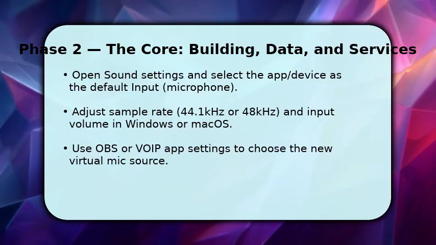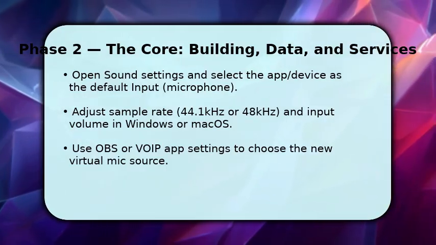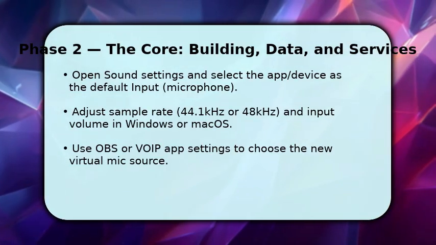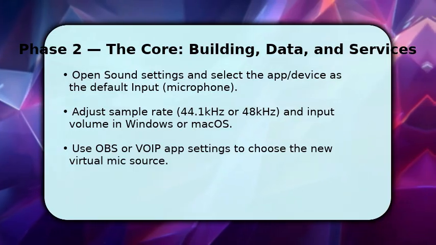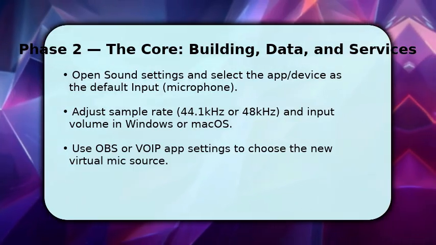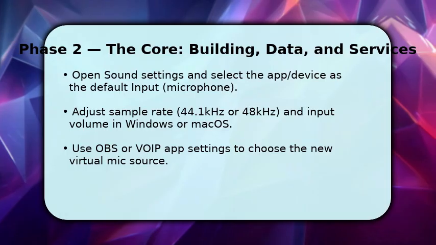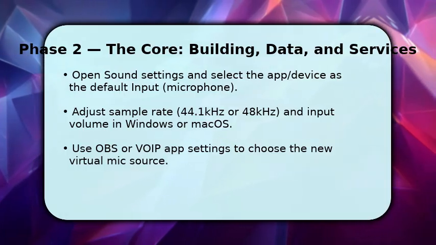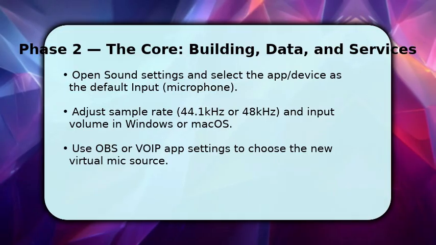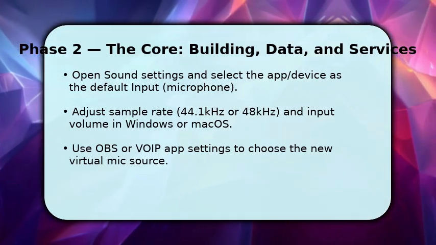Once the phone is connected, configure the PC to accept its audio. On Windows, go to Sound Settings and pick the new device as input. On macOS, choose it in Sound Preferences. Then set sample rate to 44.1 kHz or 48 kHz and tweak input gain so levels don't clip.